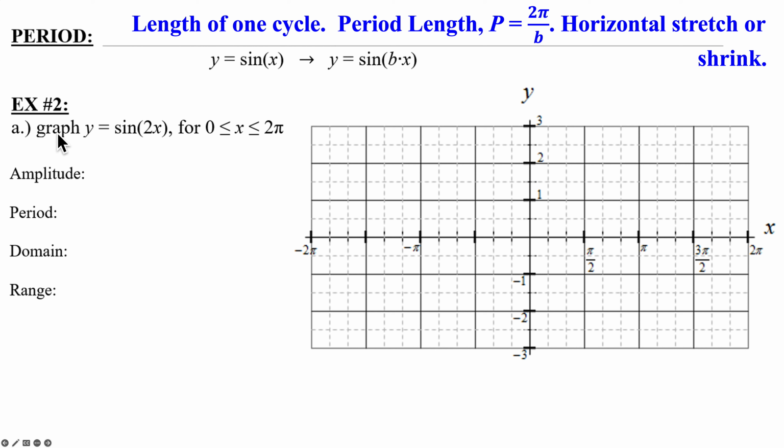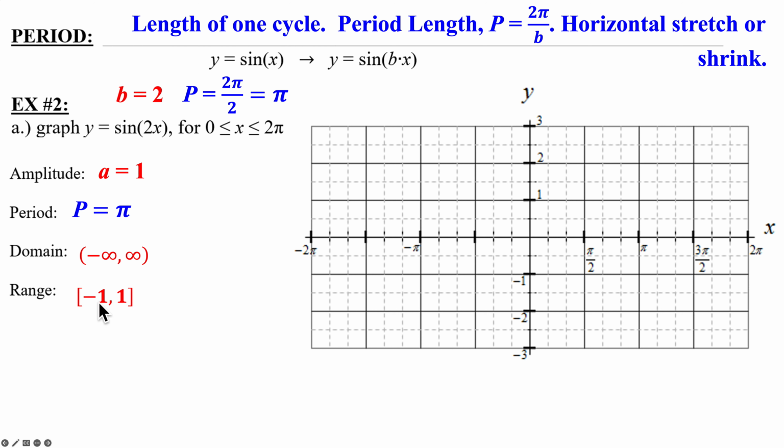So looking at my example, we're going to graph y equals sine of 2x. So b is 2. We put it in our formula, 2 pi over 2. 2's cancel. My period length is now pi. My amplitude, there's a 1 in front of the sine. Like just said, the period length is pi. My domain is negative infinity to infinity, and my range negative 1 to 1 with brackets. So how do we graph this from 0 to 2 pi? Start normally at 0.